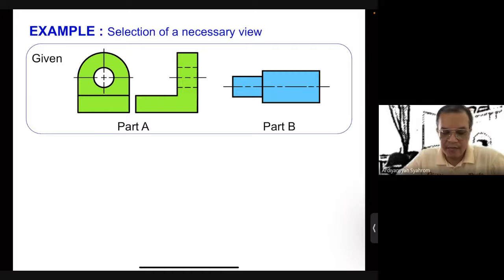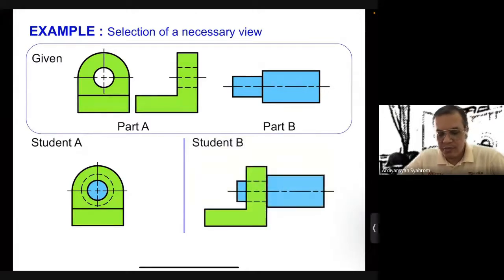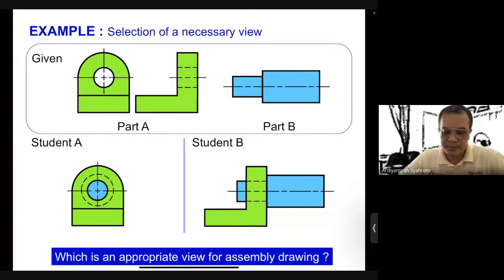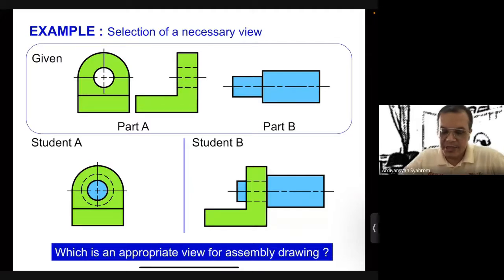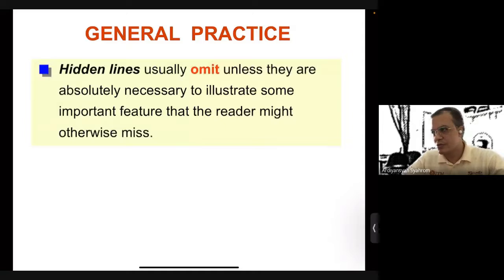There is a part A, there is a part B. Okay, student A and student B. Which is the appropriate assembly drawing? You can identify which one is better, student A or student B. You can choose actually. Student B is better.